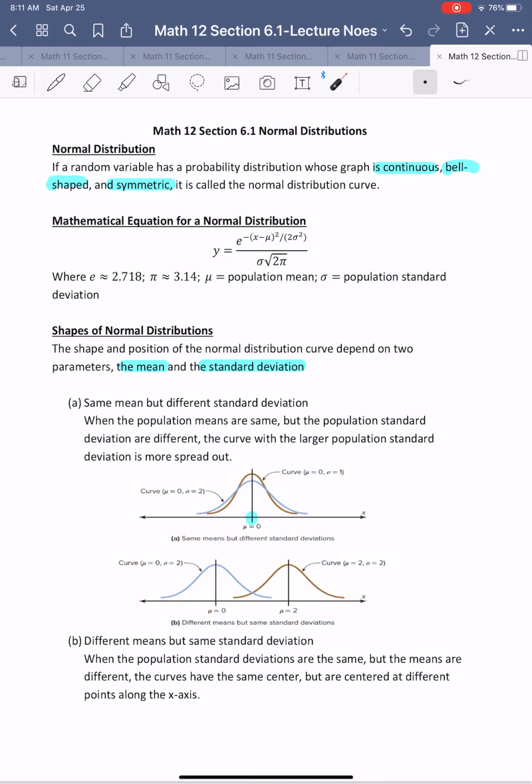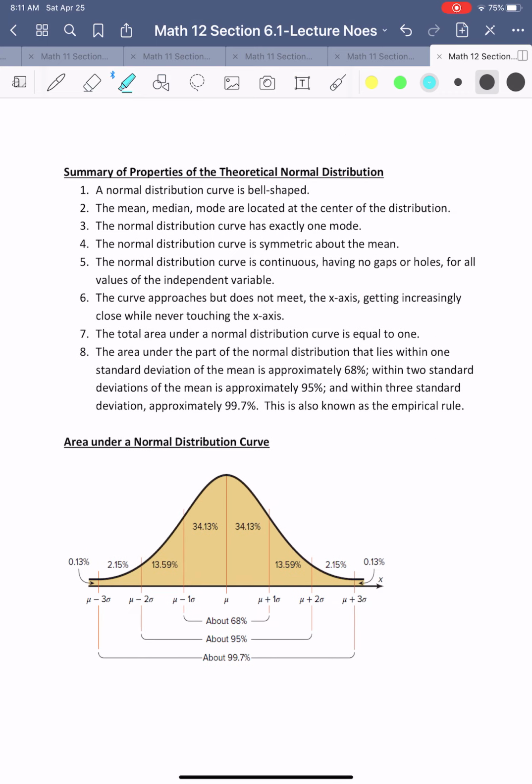And then, different mean but the same standard deviation. When the population standard deviations are the same but the means are different, the curves have the same shape, but the centers are at different points along the x-axis. So they're talking about this: they have the same standard deviation, but the mean is at a different place. All right, let's go to the next page.